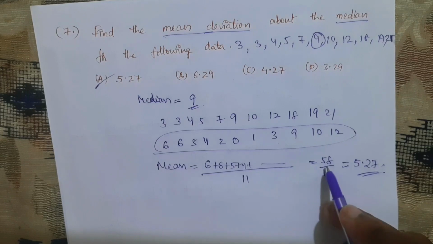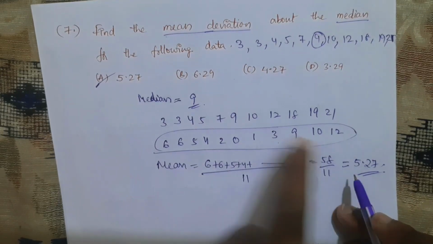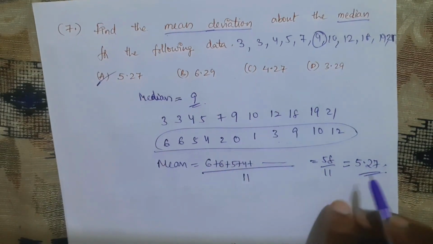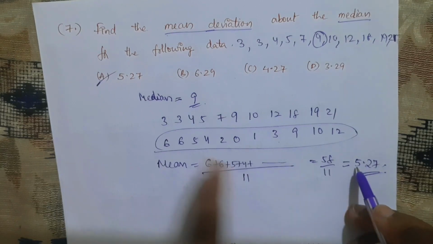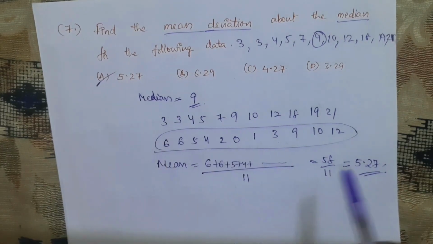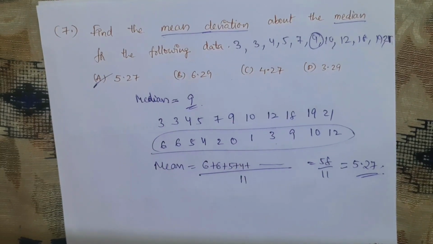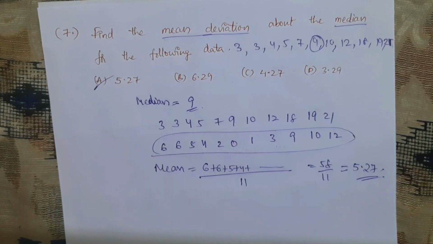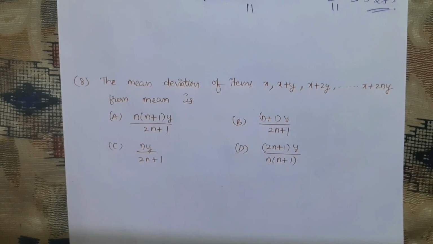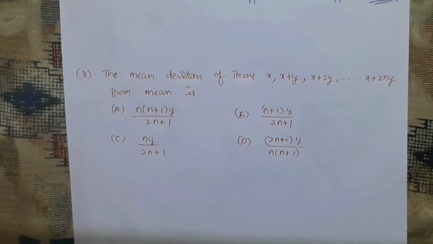Otherwise, 5 elevens are 55. So in terms of 5, only one option we have. So to minimize time, instead of finding this, only one option is in terms of 5, so directly we can put option A to decrease our time. Why? Because in KCET we will be running out of time, so we need to minimize those. Okay. Now question number 8. Hope you understood the problems which we have solved up to now.